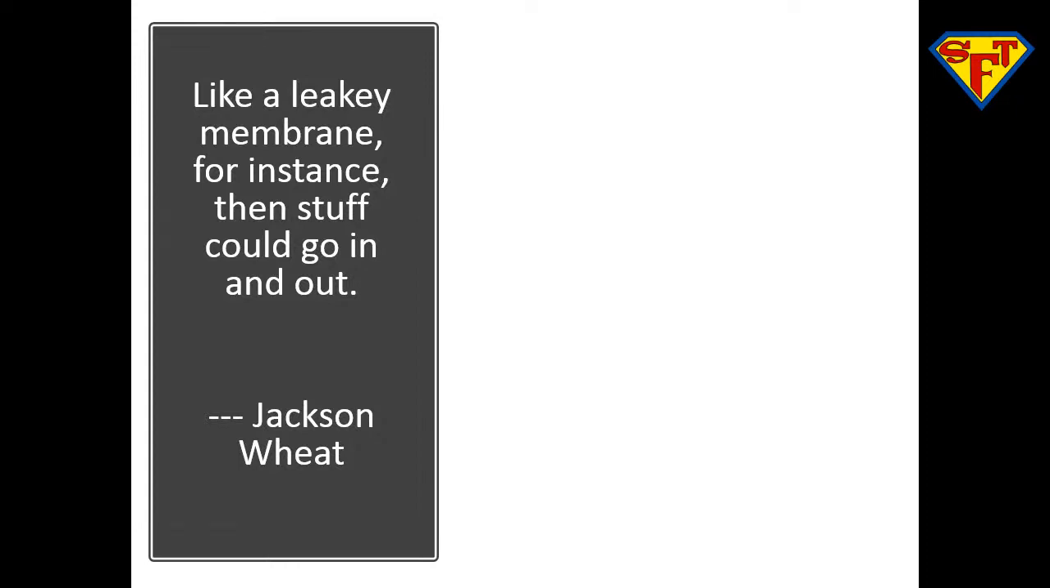And I was telling Jackson Wheat, it's so hard to evolve a eukaryote because it has all these membrane-bound organelles. What good is it to have an organelle there if it doesn't have transmembrane proteins? If it doesn't have transmembrane proteins, that's basically a dead organelle. And so Jackson Wheat said, well, like a leaky membrane, for instance, then stuff could go in and out.